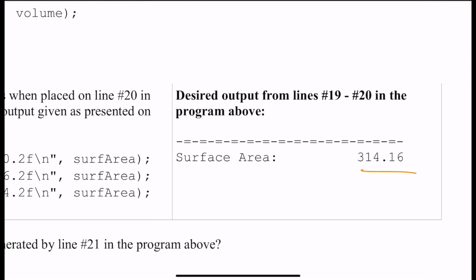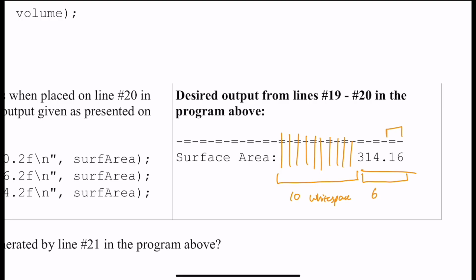Now we're going to look at the formatting. So I always start by counting the white space by using the reference characters up above. I do this by creating vertical lines. So 1, 2, 3, 4, 5, 10 white spaces. Six characters, remember we include the decimal point, make up this number. And then there are 2 digits past the decimal point.